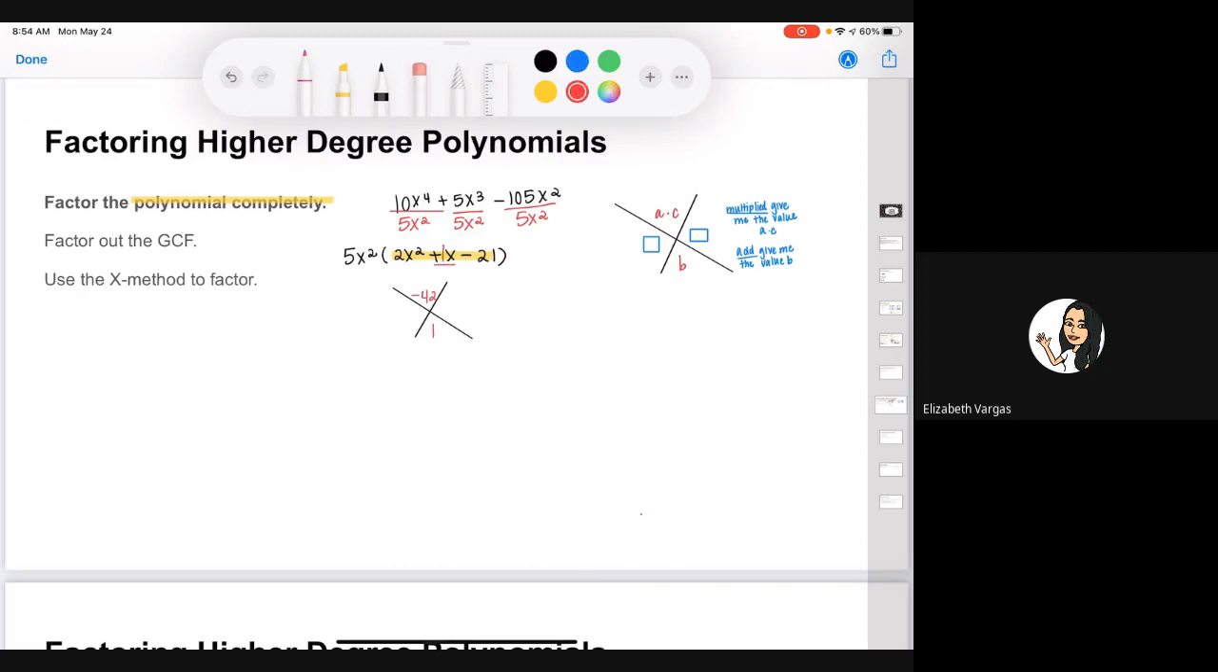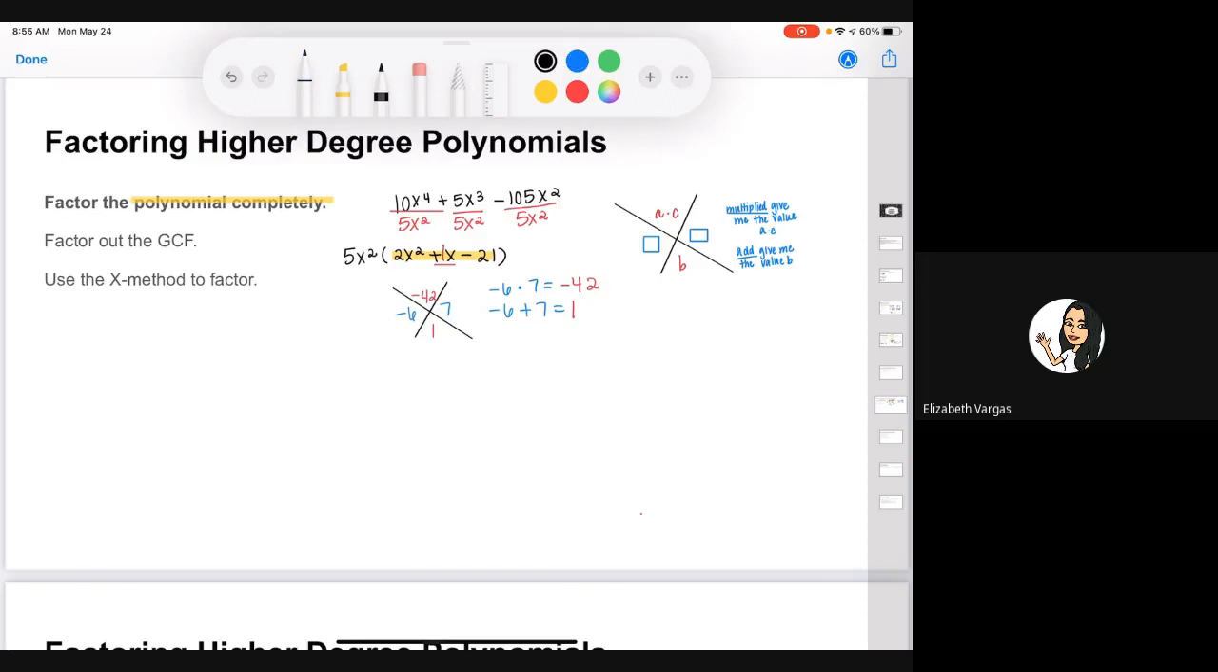B is 1. Okay, so now I want to know what factors multiply together to give me negative 42 and add together to give me 1. So basically, if I have negative 6 times 7, I get negative 42, and if I have negative 6 plus 7, I get 1. So I'm looking for factors that multiply together to give me my A times C, which is negative 42, and add together to give me my B, which in this instance is 1.